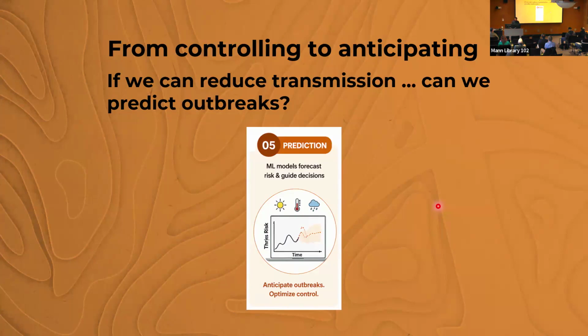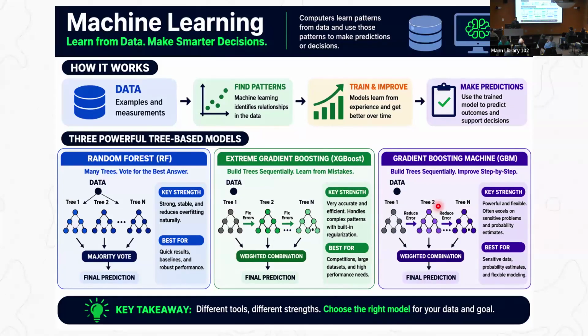And this is the shift I want to leave you with. This is the final part. So if we can reduce transmission, can we predict outbreaks before they happen? And in other words, can we turn the reactive management, which we do now, into proactive decision making. It brings us to machine learning.